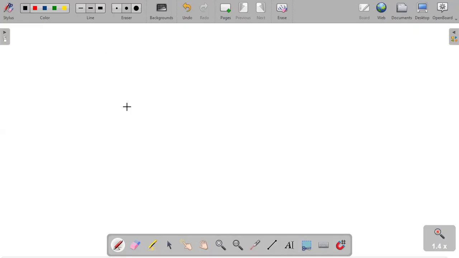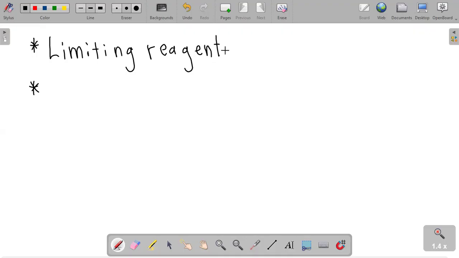So, we're going to get into lesson 3. In this lesson, I want us to look at a couple of things. The first thing we're going to look at is the limiting reagents, and then excess reagents.